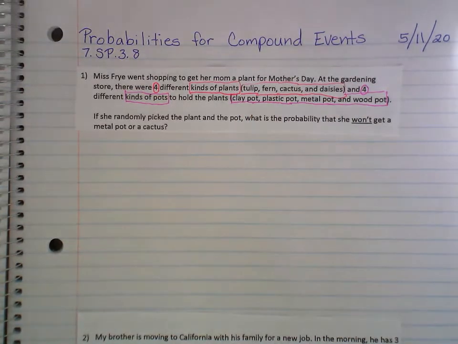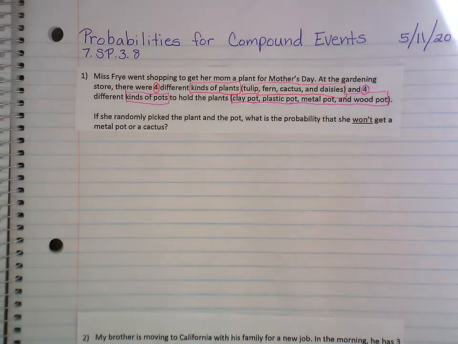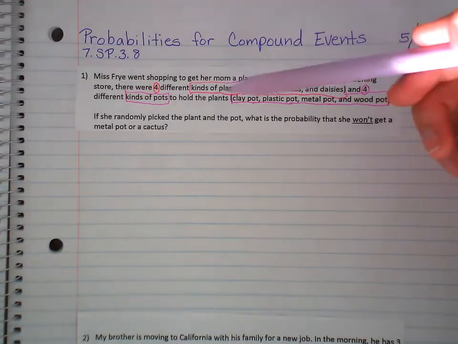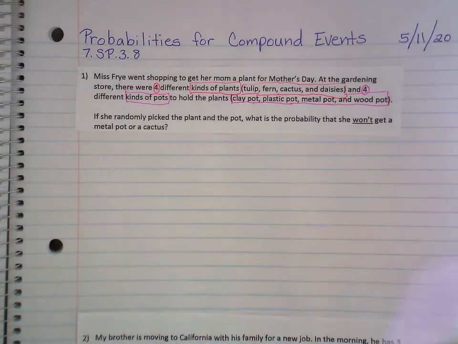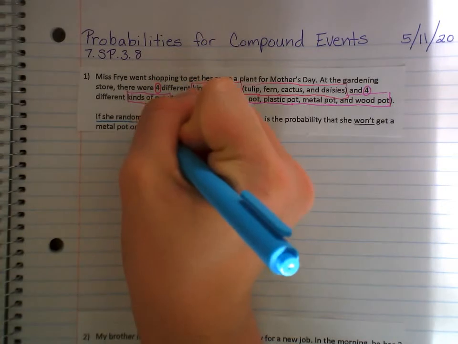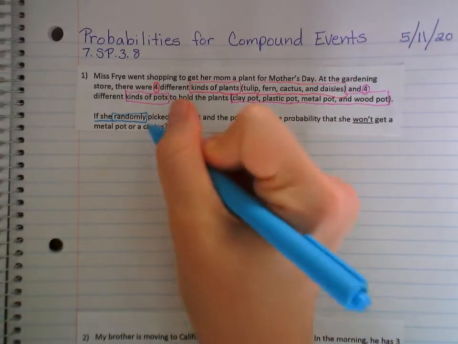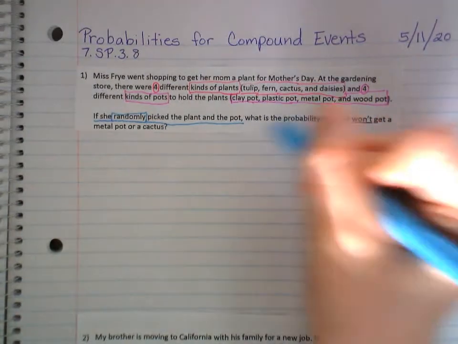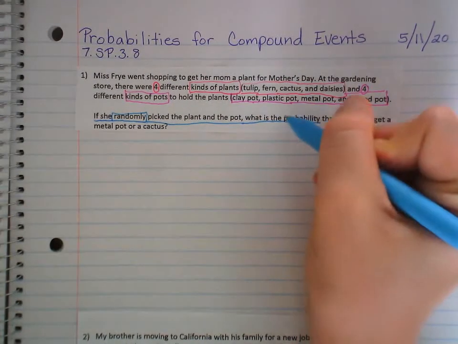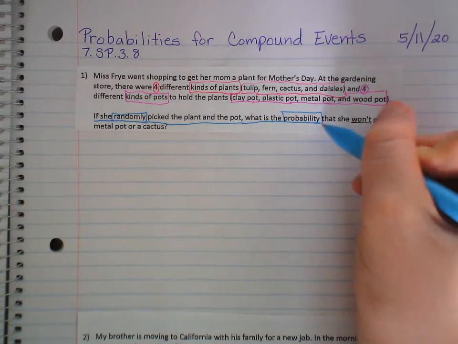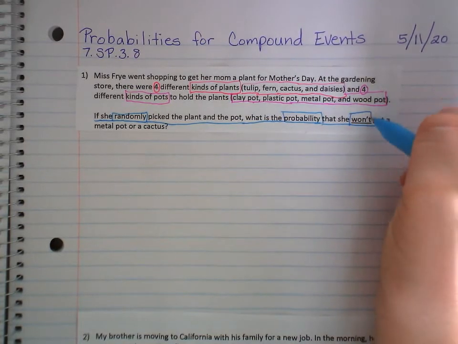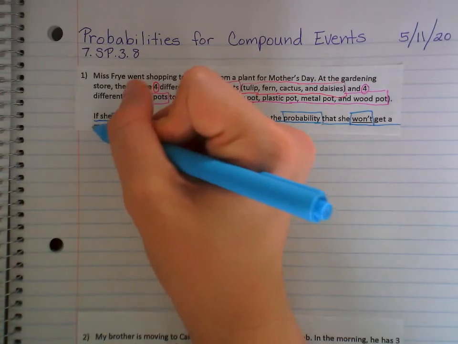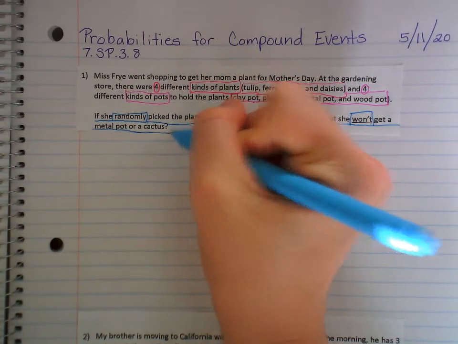Okay, so events isn't like a birthday party. It could be, but it's not usually in statistics. So one of our events is the kind of plants, and then the second event is the kind of pots. So then the question says, if she randomly, oh, we love that word randomly, that's good, picked the plant and the pot, what is the probability that she won't get a metal pot or a cactus?